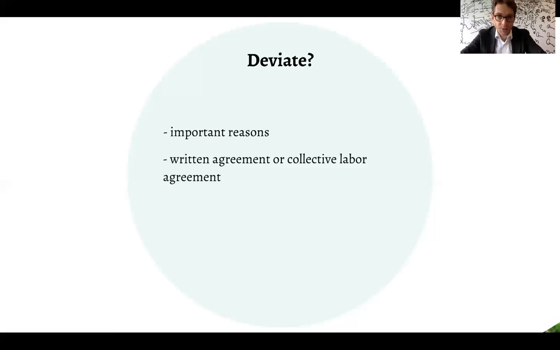One other thing to know is that the introduction or amendment of a holiday scheme, a vakantieregeling in Dutch, requires the consent of the Works Council.